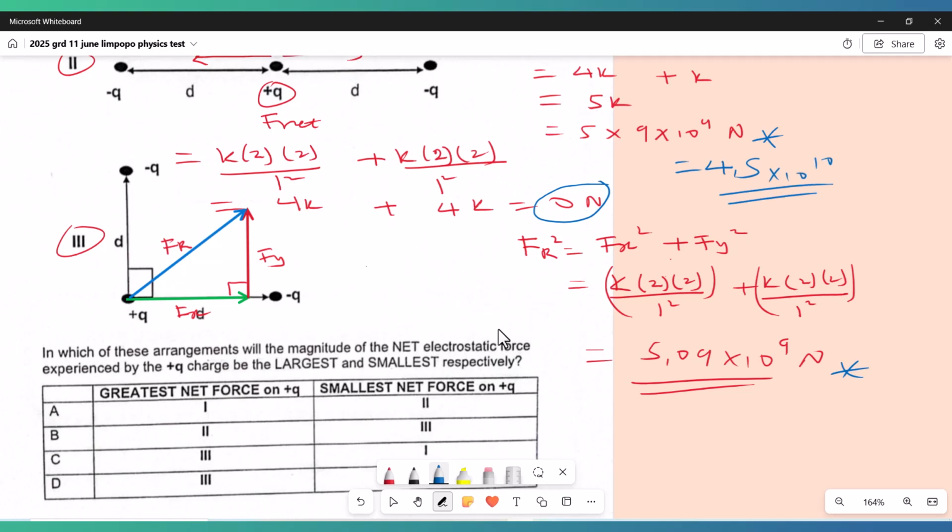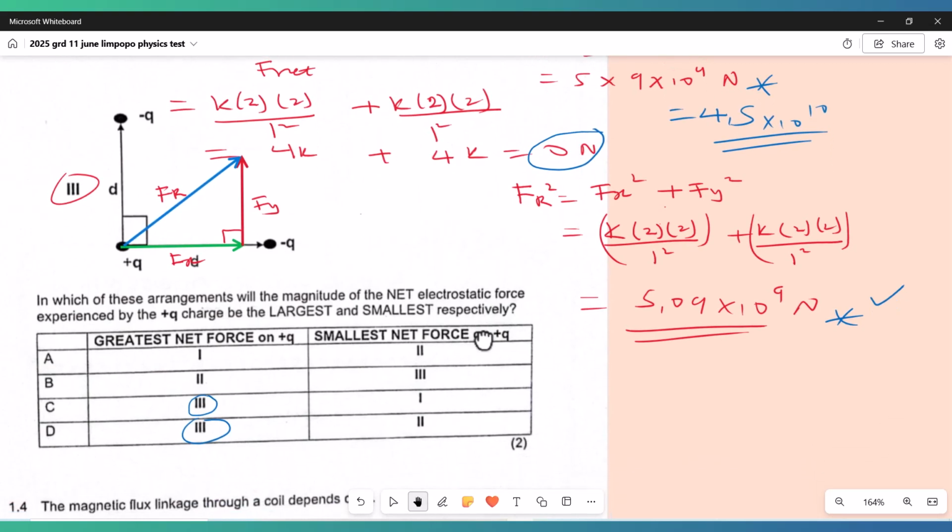Now, which one is the highest? This one is higher. So the greatest is going to be for 3, so you can choose from this one or this one. And then the smallest is going to be 0, which is number 2. So our answer is going to be D, because we have got the 2 here, which gave us 0. So the answer is D in this case.